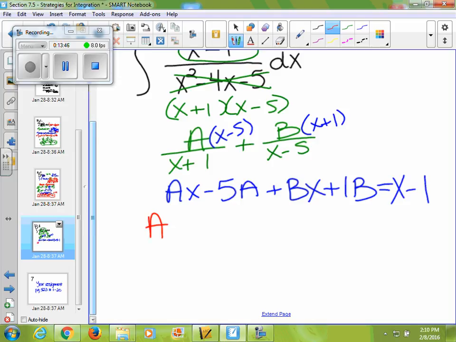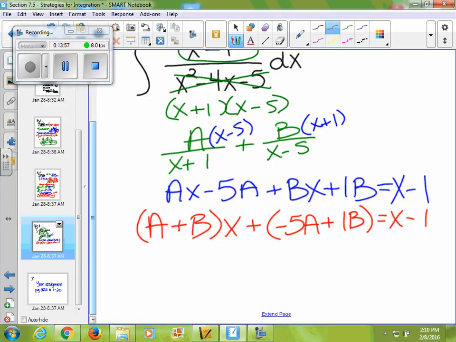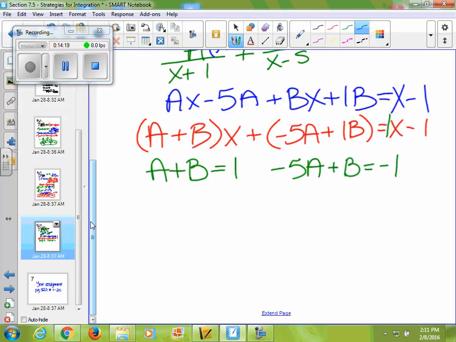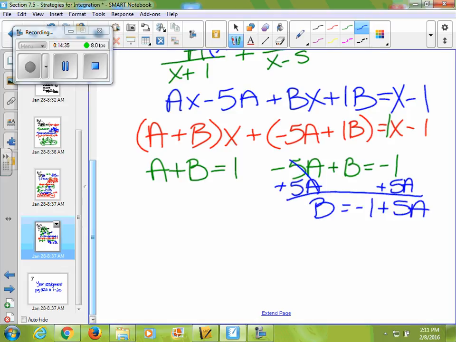Okay. If I factor out my x, I get a plus b times x plus negative 5a plus 1b equals x minus 1. So then in grouping things, this is like a 1x. So I know that a plus b equals 1. In grouping this other part, I know that negative 5a plus b equals negative 1. So if I want to try to solve these for a and b, I'll start with solving this one for b. So if I add 5a to each side, I get b equals negative 1 plus 5a. Which I can then back substitute over here to solve.